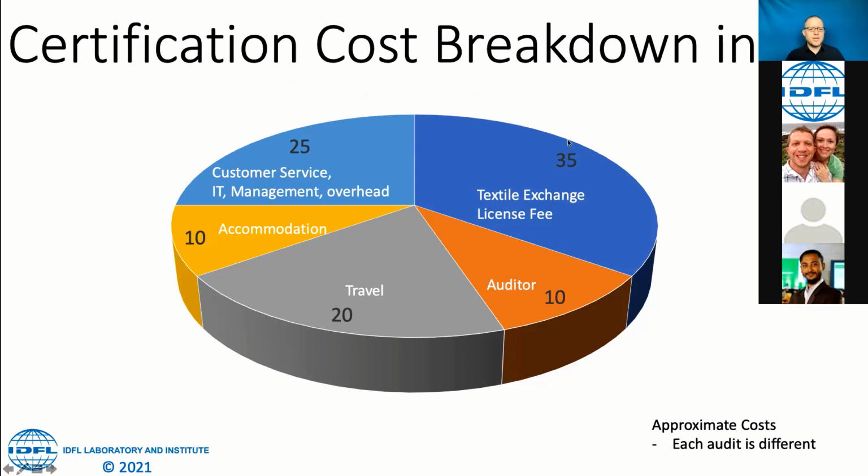As you look at this, you can see that the Textile Exchange fee is going to be standard regardless of whatever auditor you use. If you're doing an OCS or an RDS, those costs are going to be the same regardless of the entity. The things you can save on are the auditor, the travel, and accommodation. IDFL tries to have auditors in various locations, which really decreases the cost of travel. And then there are the overhead costs of customer service, IT, management, et cetera.